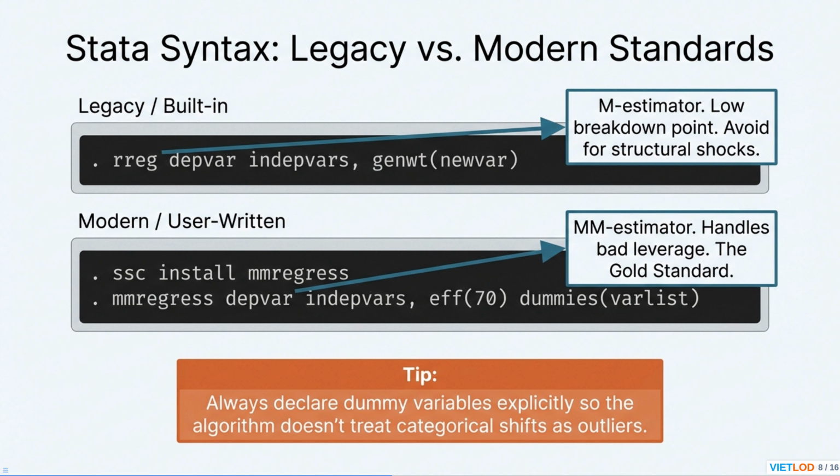The modern, and highly recommended, approach is to use the user-written mmregress command. This is an MM estimator, which is considered the gold standard as it effectively handles bad leverage points and offers a high breakdown point. You'll typically need to install it first using ssc install mmregress. A critical tip for both legacy and modern robust estimators is to always declare your dummy variables explicitly using the dummies option. This prevents the algorithm from mistakenly treating large categorical shifts in your data as outliers that should be downweighted, ensuring more accurate results.